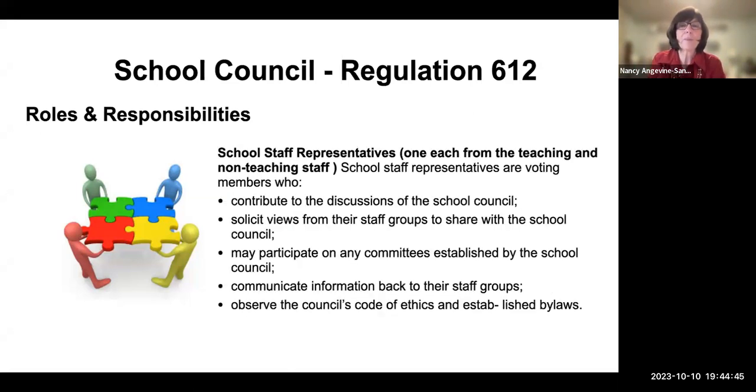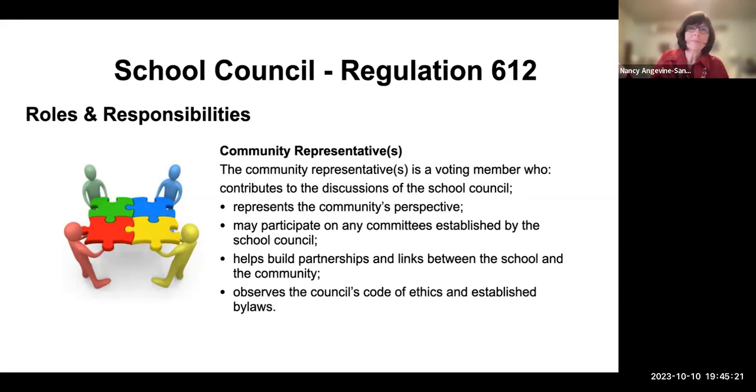The school staff representatives, the same as the parent reps, they contribute to the discussion of the school. They solicit views from their staff members to share with the council. They may participate on any committees. They communicate back to the staff and the non-teaching staff what they've heard, what they've learned from council, how they may be able to build partnerships. And they observe the council's code of ethics and their bylaws. And they do have a vote.